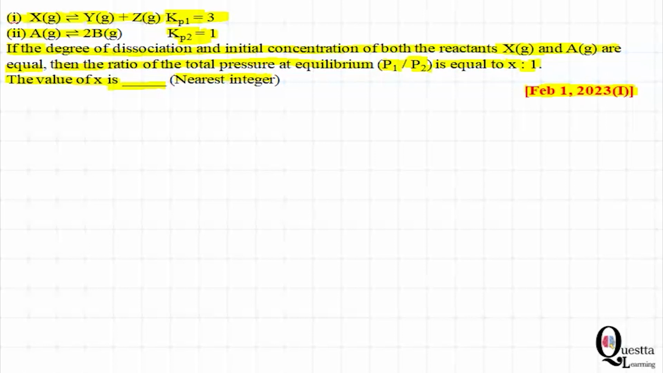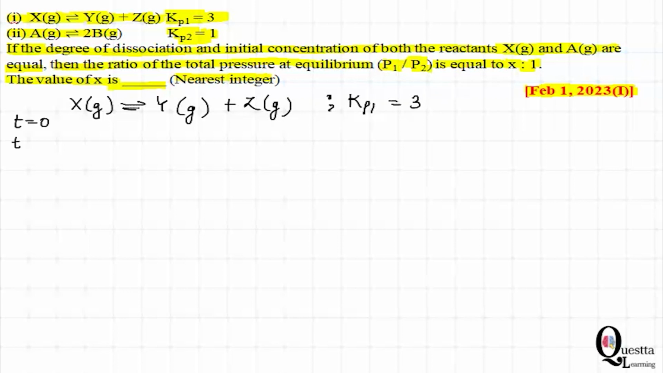For that, we need to first write the equation at equilibrium, that is X gas produces Y gas and Z gas at equilibrium, and for this the Kp1 value is 3. Now at initial conditions, that is at t equal to 0, first of all, for X, A moles will be available and there will be no amount of product formed at the beginning of the reaction. Then when we proceed further, a few moles will be dissociated, that will be A minus alpha A, and alpha A amount will be formed for each of the products.